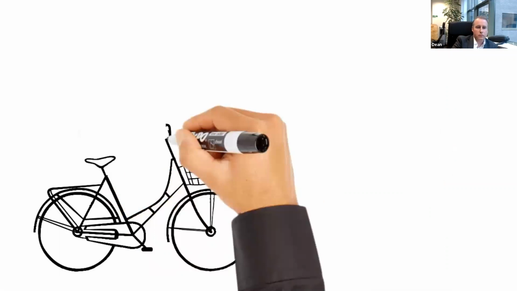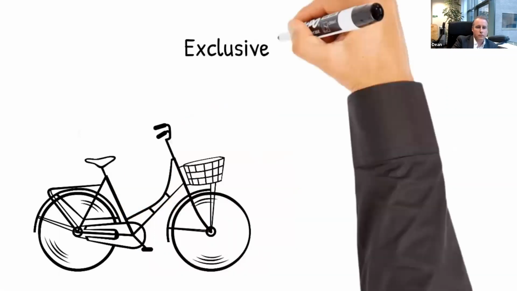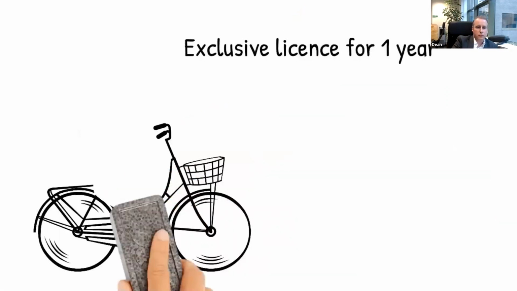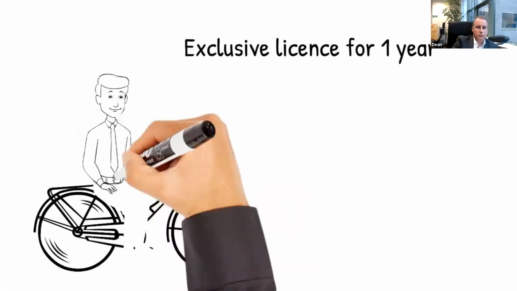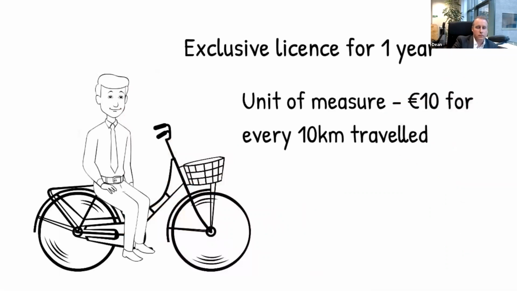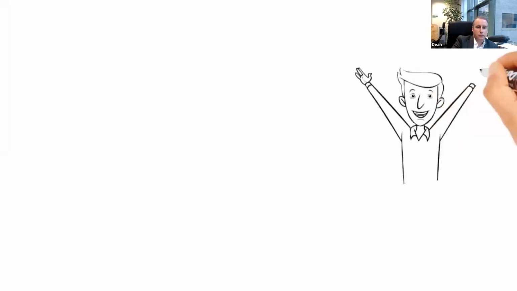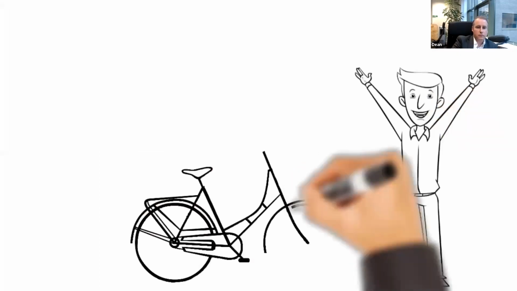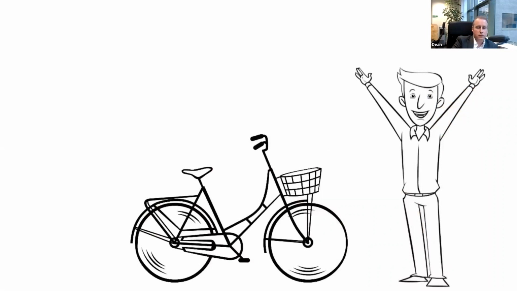John has granted Paul an exclusive license for 1 year, meaning he can't license the bike to anyone else for this period. John has also created a unit of measure, meaning that Paul must pay €10 per 10 kilometers traveled. Again, as John has not assigned his proprietary interest in the bike and has merely licensed the bike, albeit on an exclusive basis, he will get the bike back after 1 year.